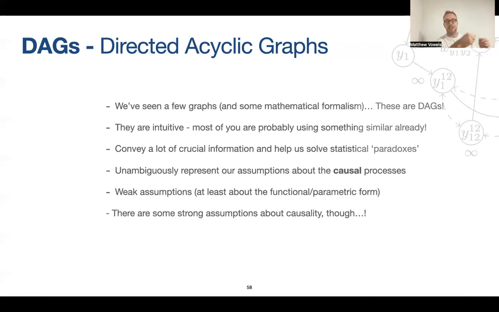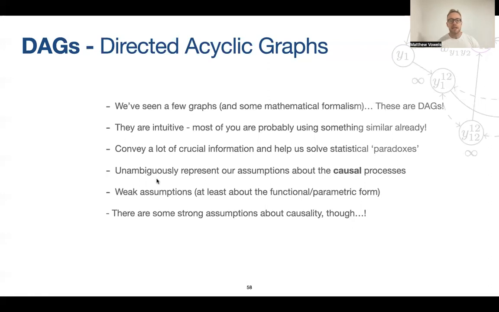You may even be sketching your theories on a napkin, and you imagine this sort of process of something affecting something else. You may also be familiar with mediation models, which are actually a type of causal model. If you've used structural equation models in psychology and social science, again, it's a visual representation of a directed acyclic graph. And they help us convey a lot of crucial causal information, which can help us, for example, solve statistical paradoxes like Simpson's paradox.